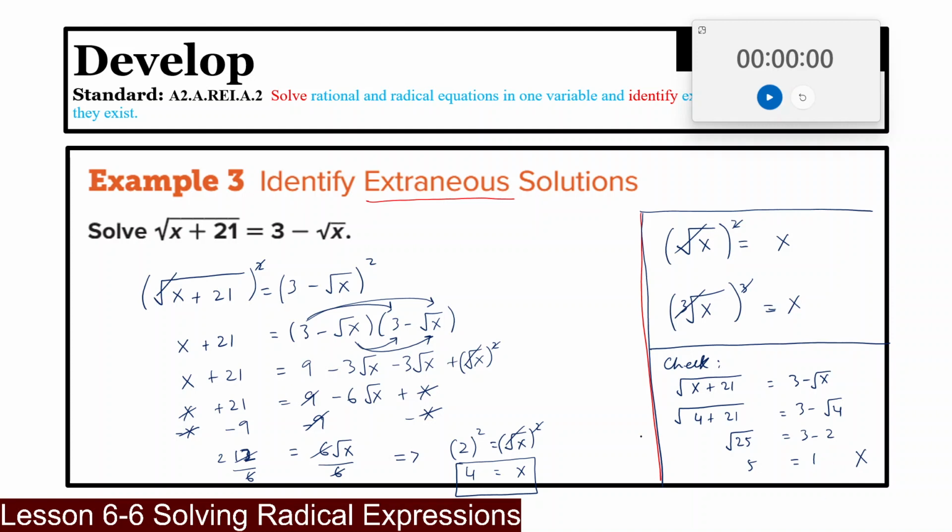So either this is wrong or this is wrong. Neither one of them is wrong. Sometimes we get a solution when we're doing radicals which does not make sense. And that's perfectly normal. That's what's called an extraneous solution. That's why it's very important to check our work. Very, very important to make sure that we are checking our work and checking the answer.